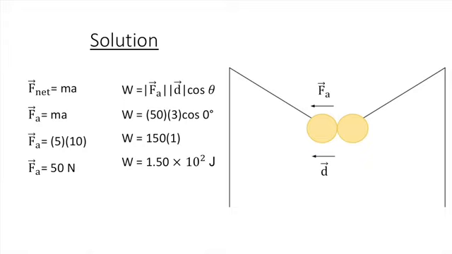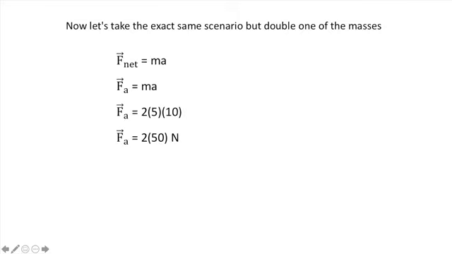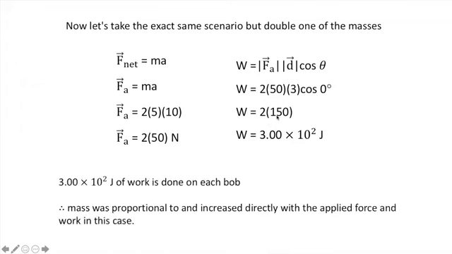Now if we take this exact same question, but double one of the masses, how do you think that would affect the work? To find out, let's double our mass. If we repeat what we did before, we can find that Fa has been doubled. And after we put that into the formula for work, we see that work was also doubled, going from 150 joules to 300 joules. So after all of that math, we can finally conclude that mass was proportional to and increased directly with the applied force and work in this case. And I say that because Fa happened to be the only force acting on our bob in the horizontal plane.